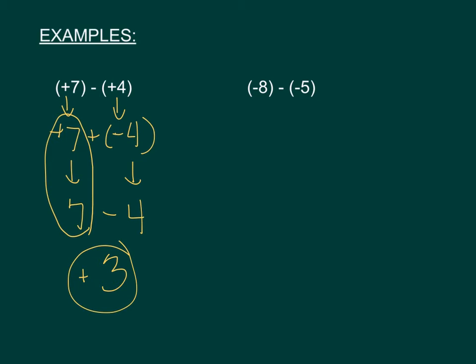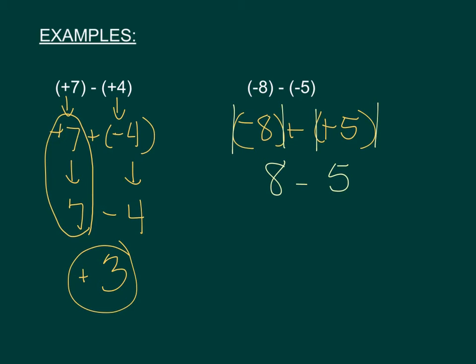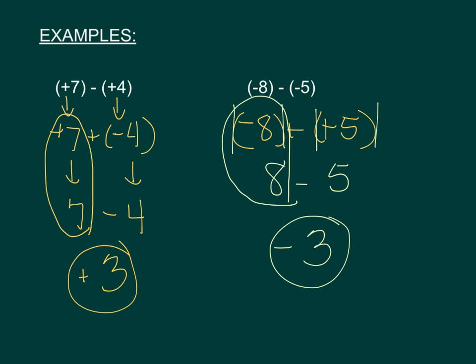Let's take a look at our next problem. We'd stay, this stays the same, change, change, cha-cha-cha. And now my signs are different, find the difference. So we find those absolute values. We've got again 8 and 5. I find the difference, that would be 3 again. And I take my larger absolute value right here. My answer is negative 3.